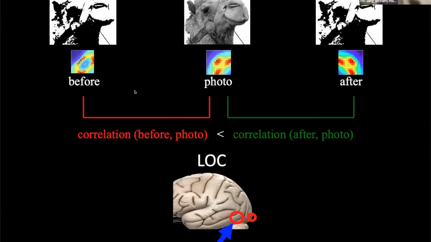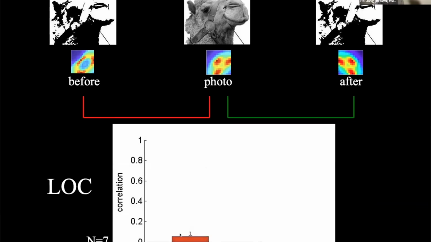So we can see that in this higher level area, LOC, the red bar represents the correlation between before and photo, and the green bar represents the correlation or similarity between after and photo. And you can see that the similarity between after and photo is significantly greater than the correlation between before and photo. Suggesting that after you know the interpretation of the picture, the activation pattern in LOC will change and become as if you're looking at a grayscale photo.